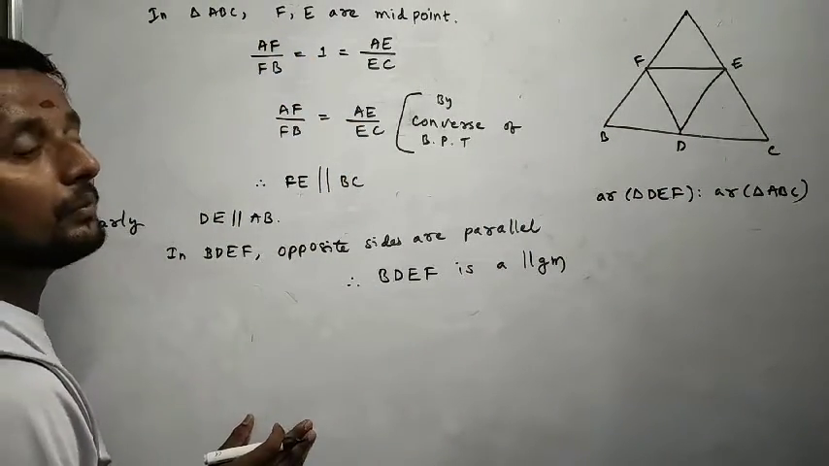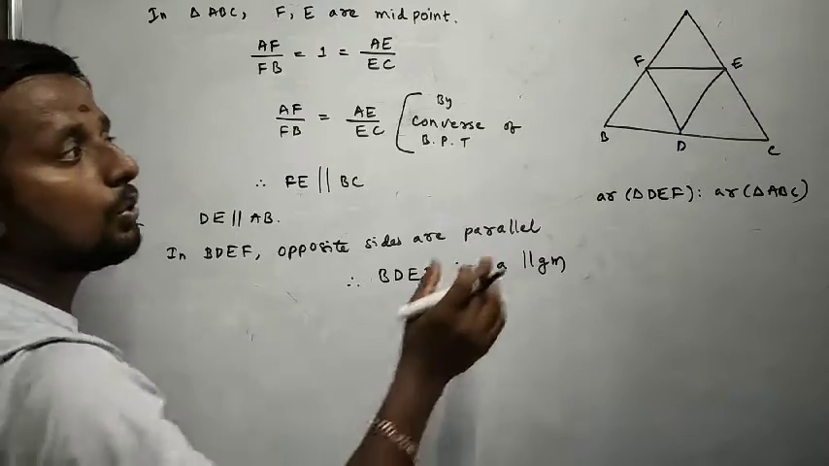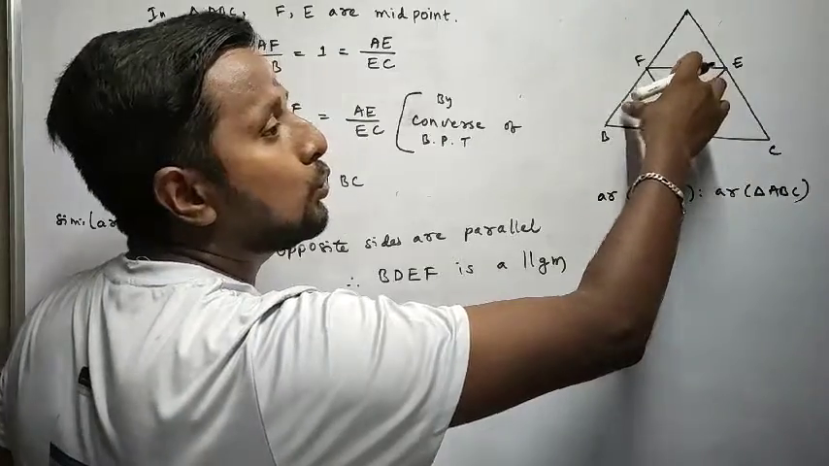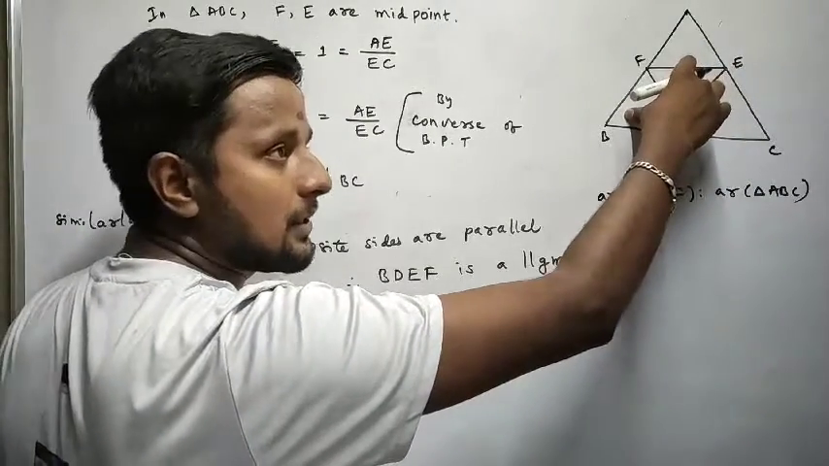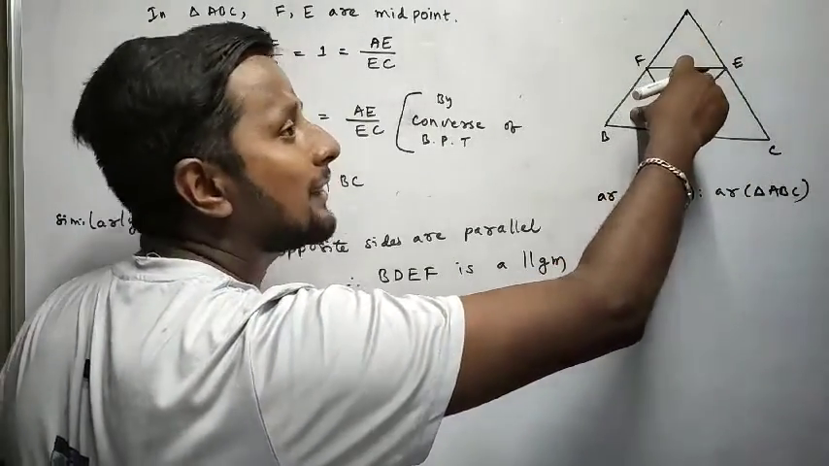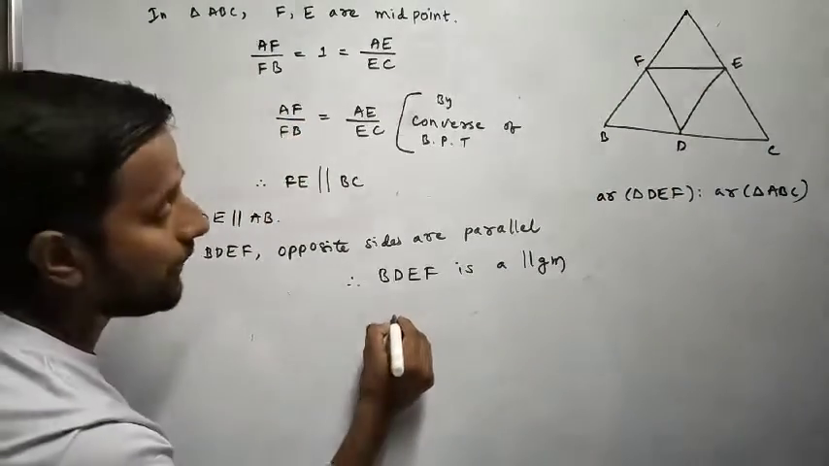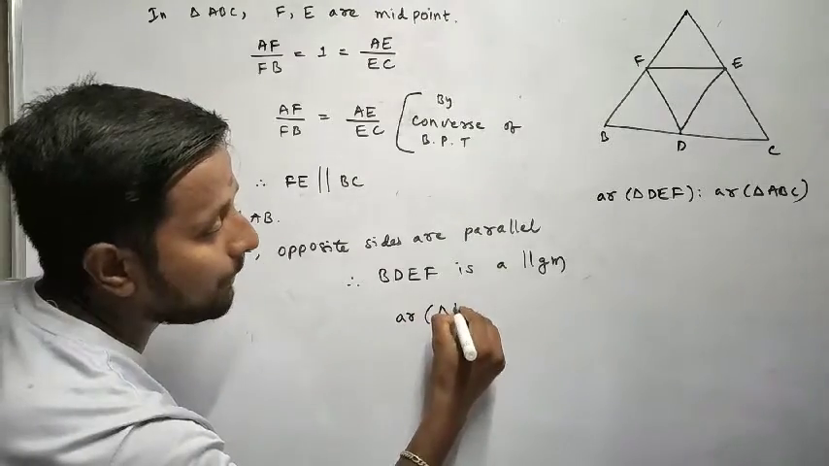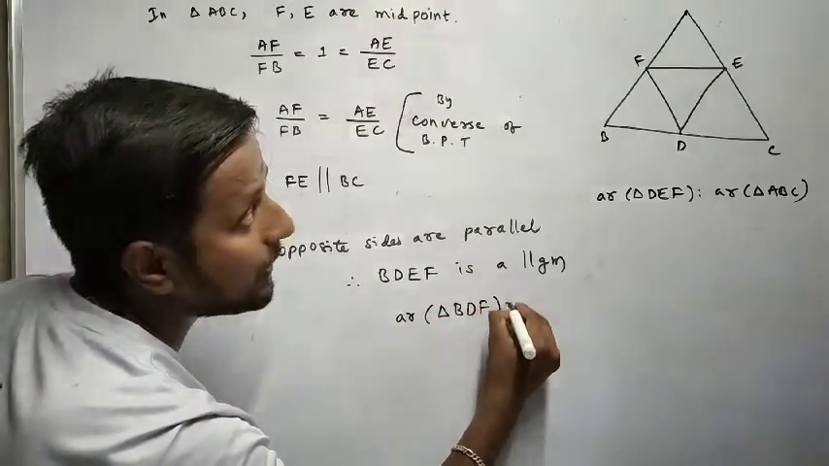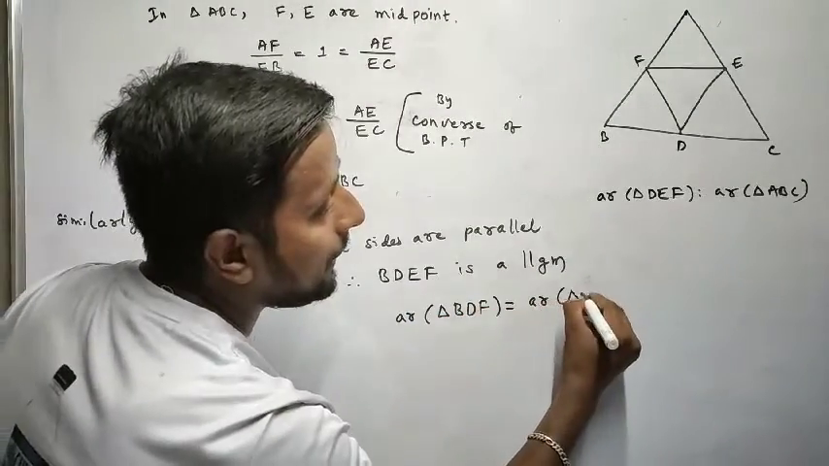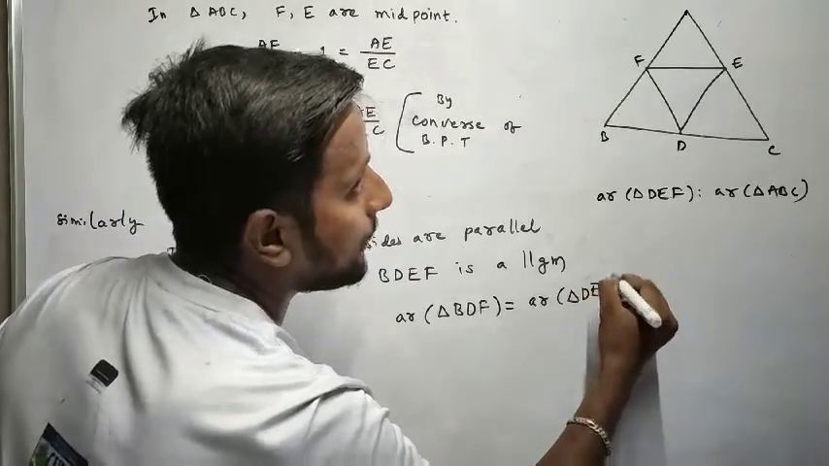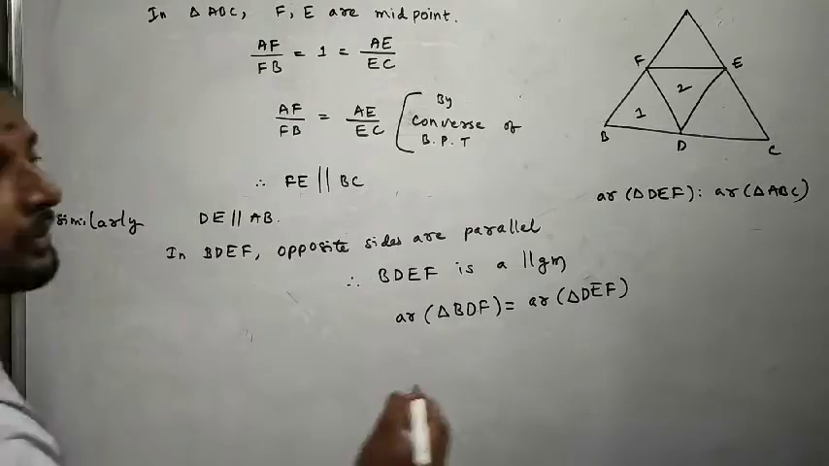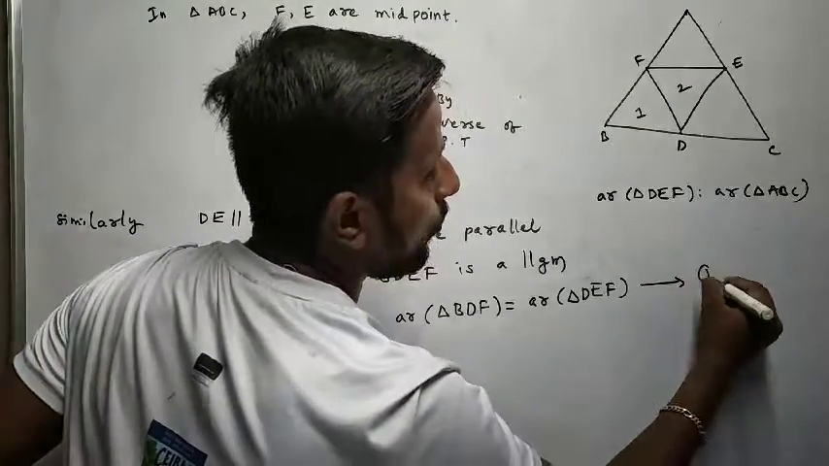Once it is a parallelogram, in class 9 we learned about areas of a parallelogram. In a parallelogram, the diagonal divides it into two congruent triangles, and congruent triangles are equal in area. Therefore, area of triangle BDF is equal to area of triangle DEF. That means triangle 1 is equal to triangle 2 in area. It is our equation 1.